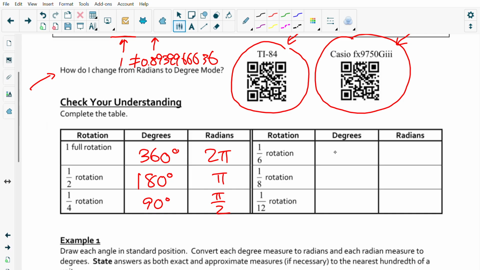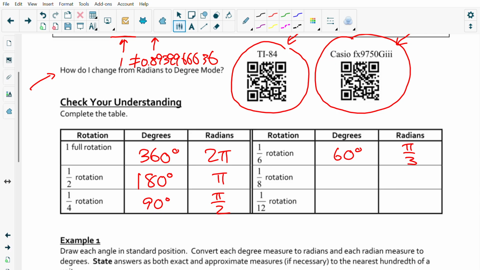1/6 rotation, so 1/6 of 360, that's 60 degrees. That's pi over 3 radians, right? So it's like saying 2 pi, I want 1/6 of that. That's 2 pi over 6, which is pi over 3. And that's how I get pi over 3. Okay?